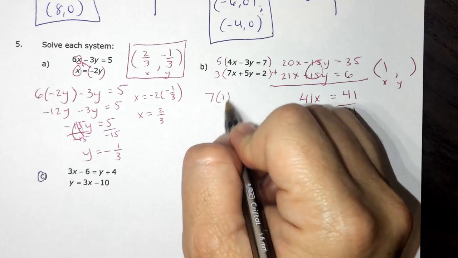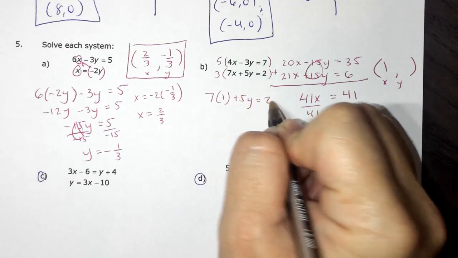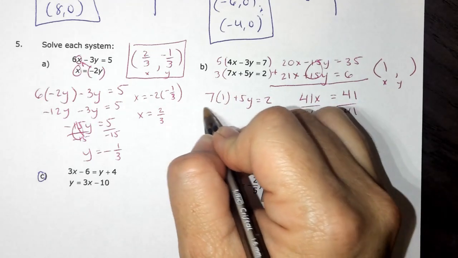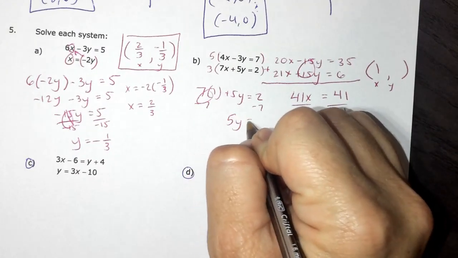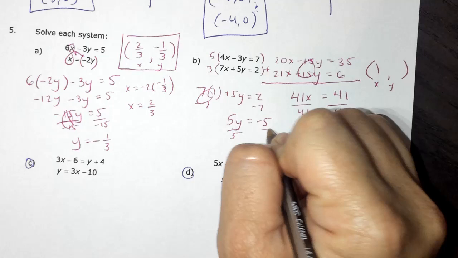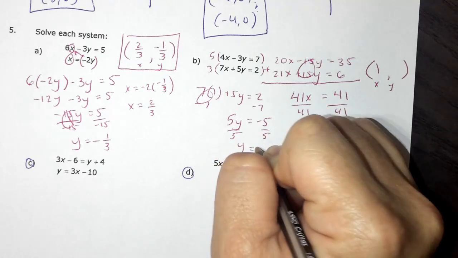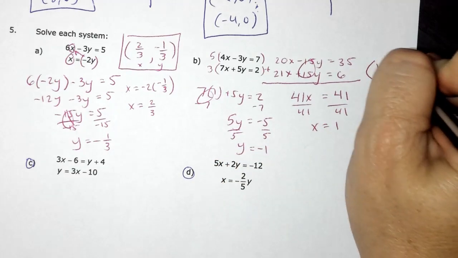7 times 1 plus 5y equals 2. So this is just 7, so minus 7, and I get 5y equals negative 5, divide by 5, divide by 5, I get y equals negative 1. So positive 1, negative 1.